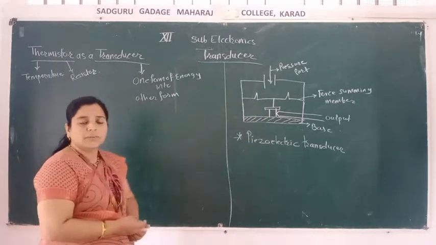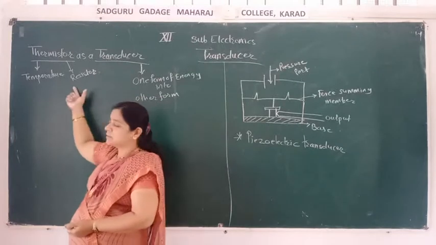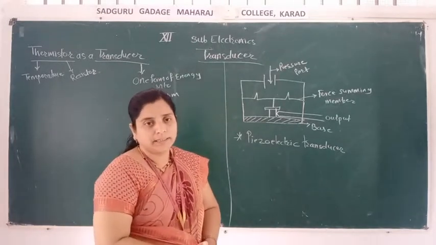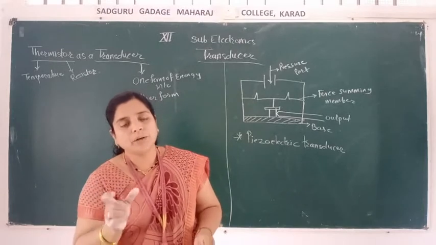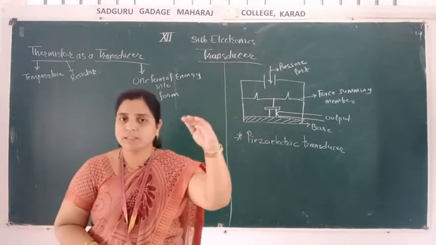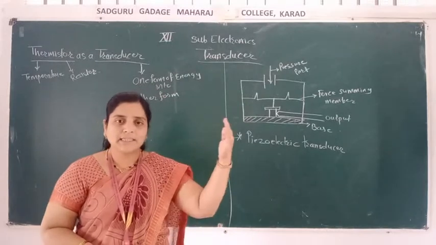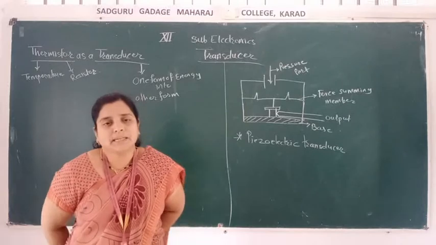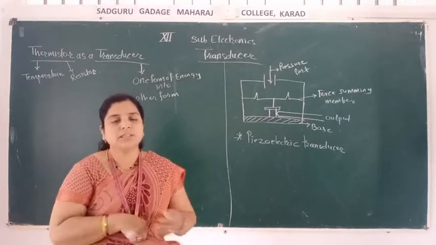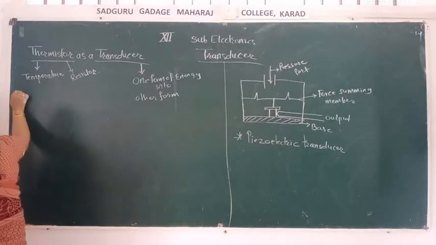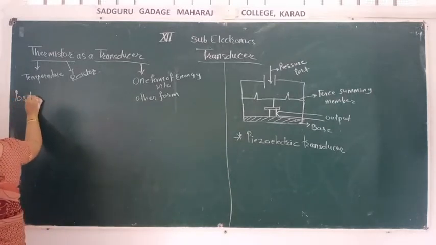So in a thermistor, what happens? There is a property of the thermistor that as temperature increases, resistance also increases. And as temperature increases, resistance also decreases. There are two properties of the thermistor, the positive temperature coefficient and the negative temperature coefficient.